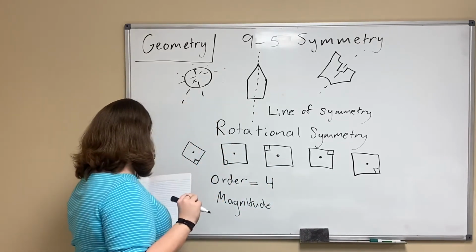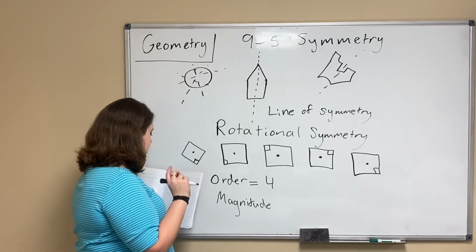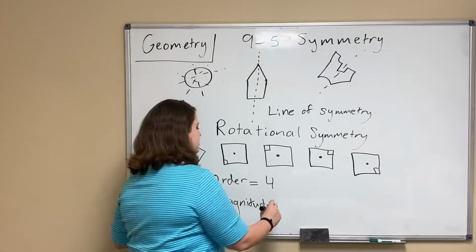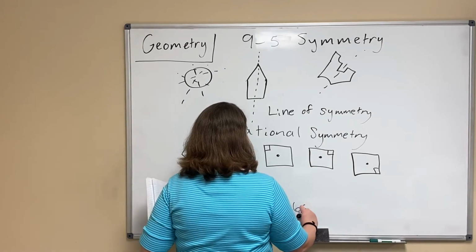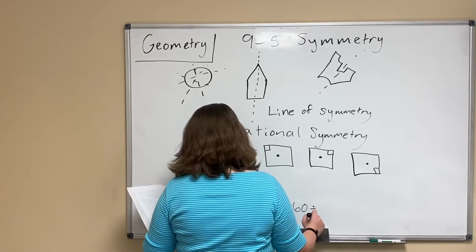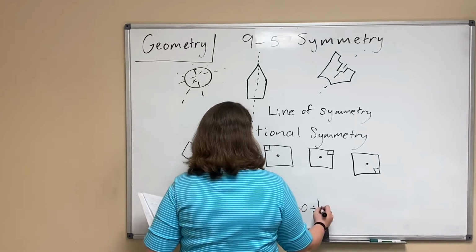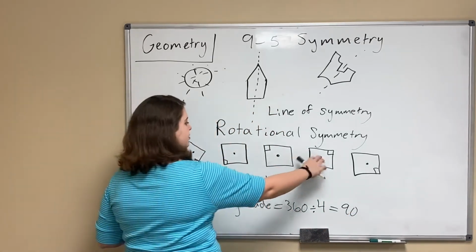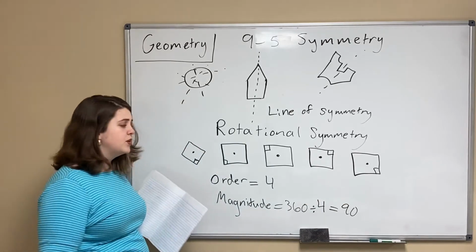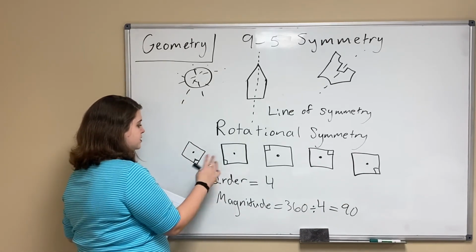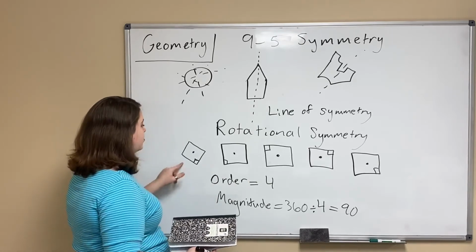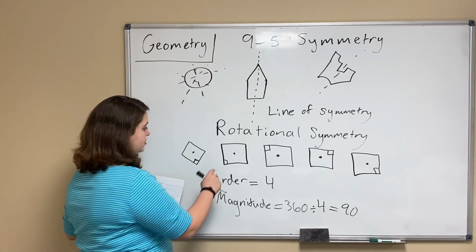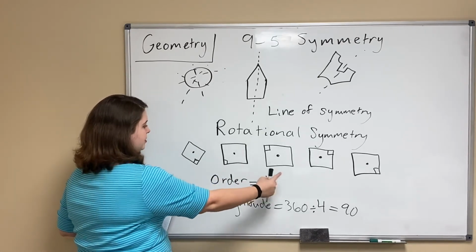The magnitude of the symmetry is the smallest angle that we can rotate it and it still be symmetrical. And the easiest way to find that is to take 360 and divide that by our order, which in this case is 4, which gives us 90, which we know we rotated it 90 degrees each time. And we found out as well that we couldn't do any smaller numbers because when I rotated it less than 90 degrees, it didn't perfectly match anymore. I could have rotated it from the get-go 180, but I would have been skipping one.